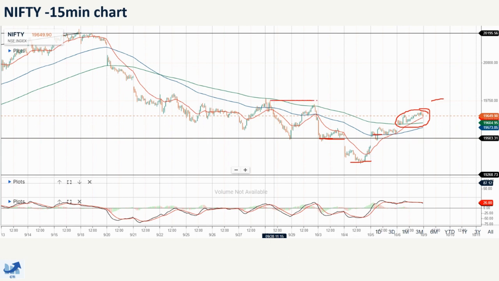From there it will form a very good resistance. From there Nifty can either see a breakout or a breakdown. This level would be a decisive factor. So 19,750 is a very key level to watch out for in the Nifty charts.